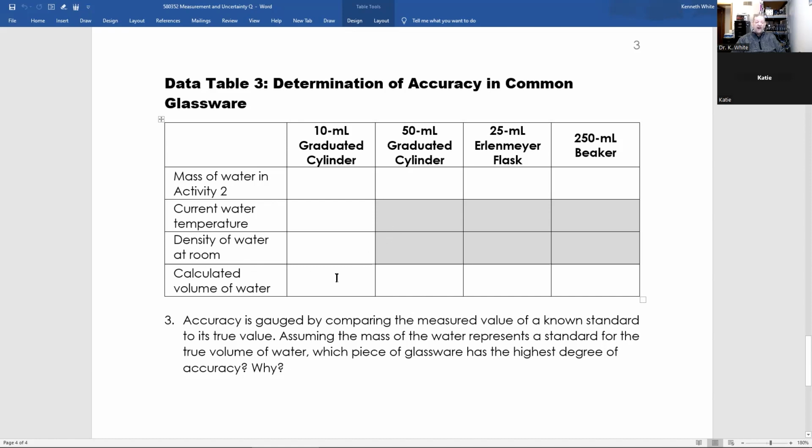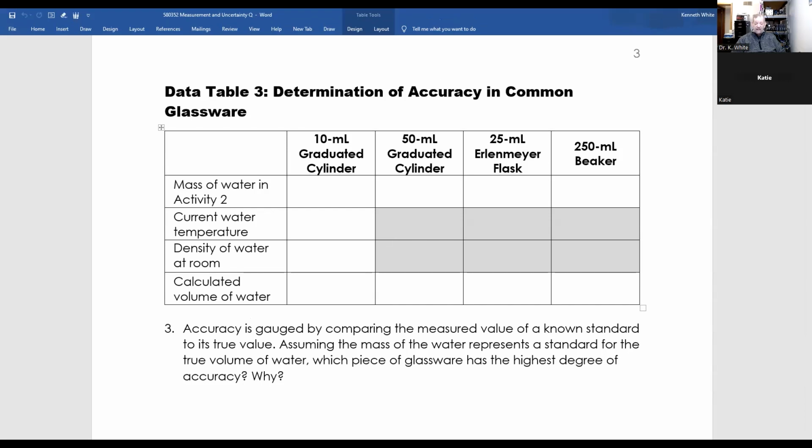And you have to calculate the volume of the water. How do you do that?